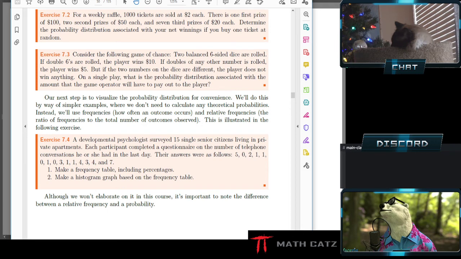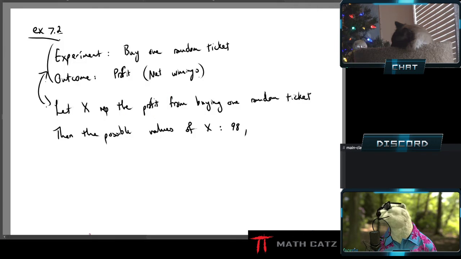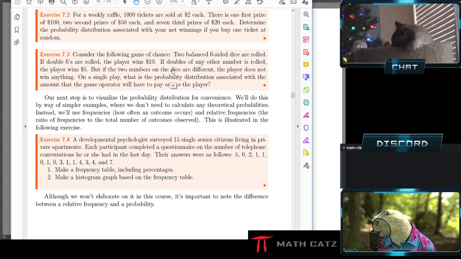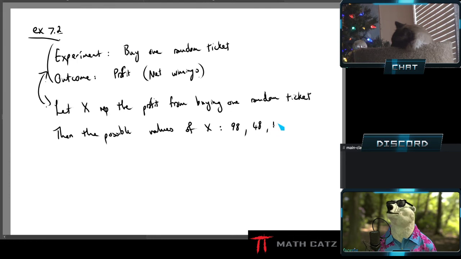I have a second prize as well. It's gonna give me $50, but I pay $2, so 48 is what? So when X equals 48, it's just a name for the event that I win second prize. Make that association as early as you can. And then I can also win third prize, $20. Nice, it's not bad. 18 profit, I'll take it.